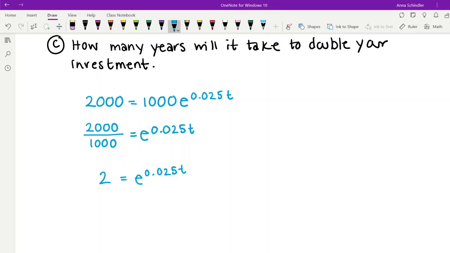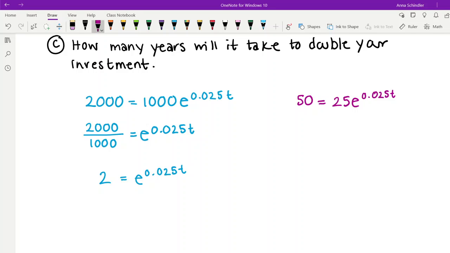So one thing I just want to quickly point out that I think is kind of interesting is that the left-hand side simplified to just 2. So let's say that we had started with a different amount of money. Let's say that instead of starting with $1,000, you started with $25, right? If you started with $25, the right-hand side of your equation would be 25 times e to the 0.025 t. So let's say that you started with $25 and you're trying to figure out how long it takes for your amount to double. Well, what's double 25? That would be 50.